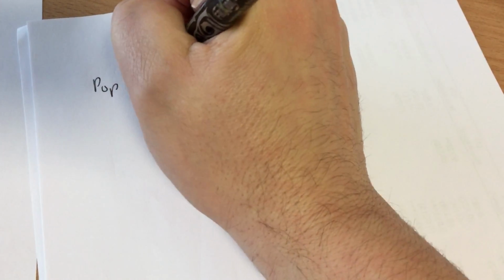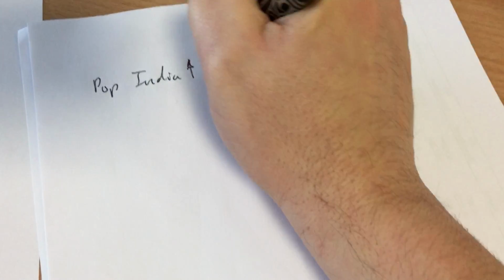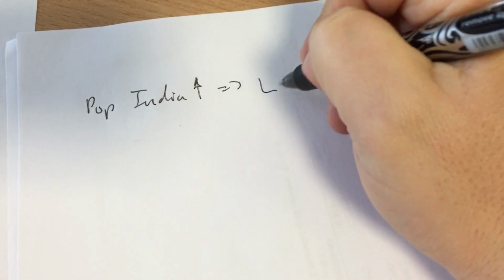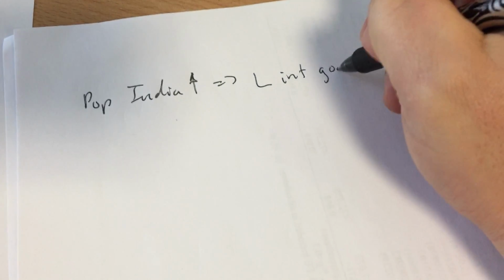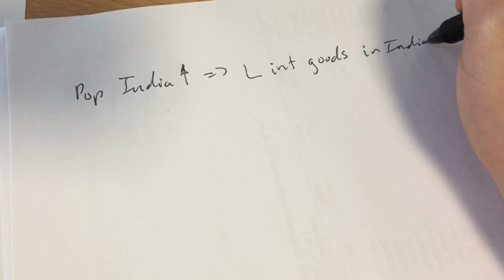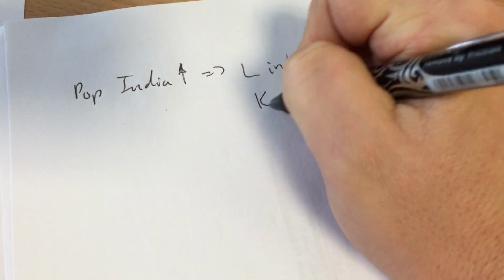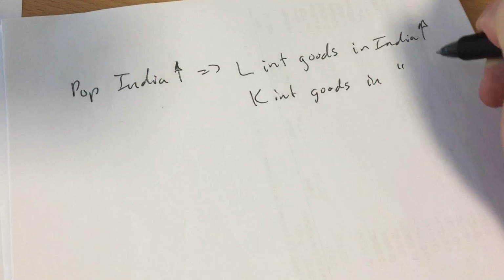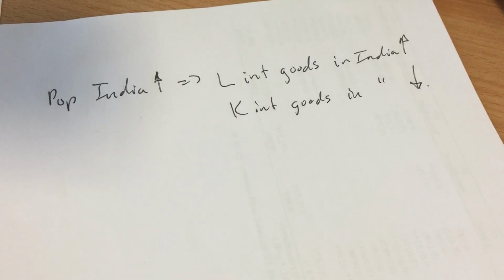Well, we've got the population in India goes up. By the Rybczynski theorem, we know that an increase in the endowment of a factor will increase production of the good that uses that factor intensively, and decrease production of the other good. So labor-intensive goods in India, we should see a rise in their production. Capital-intensive goods in India, we should see a fall in their production.